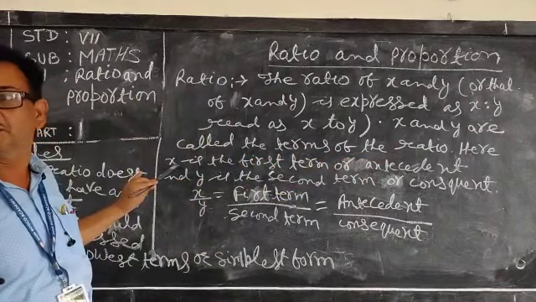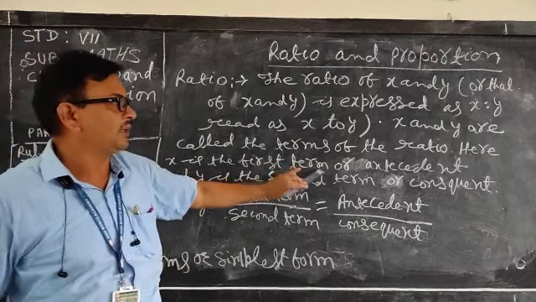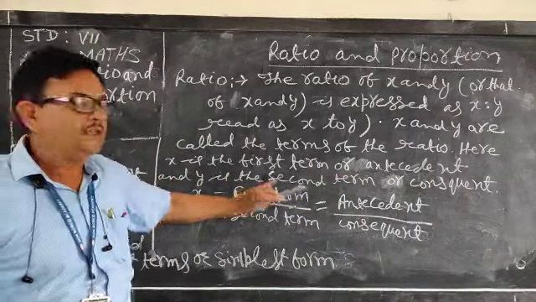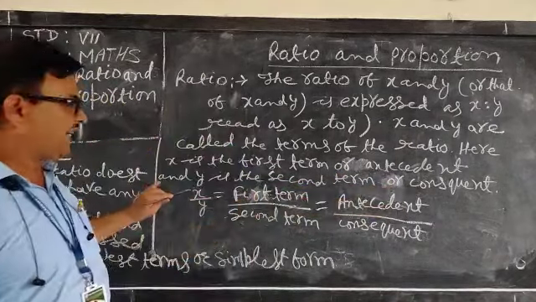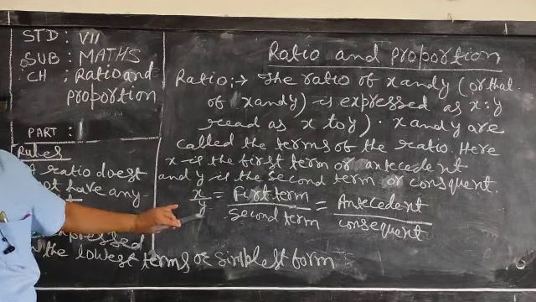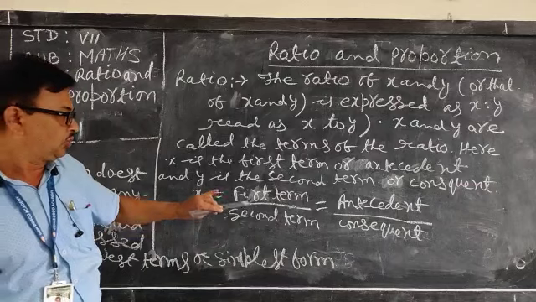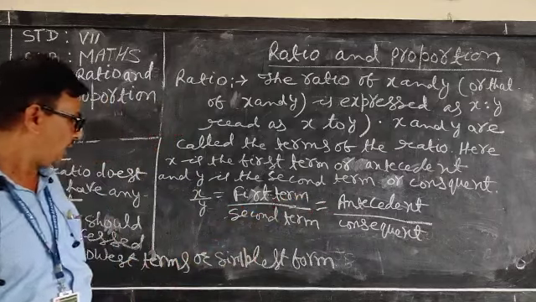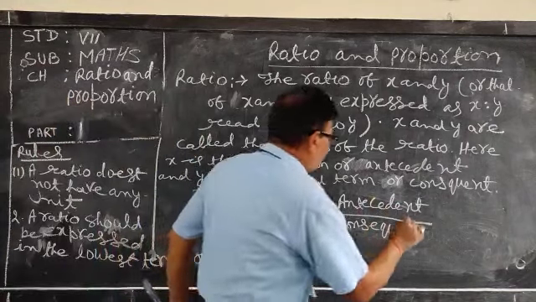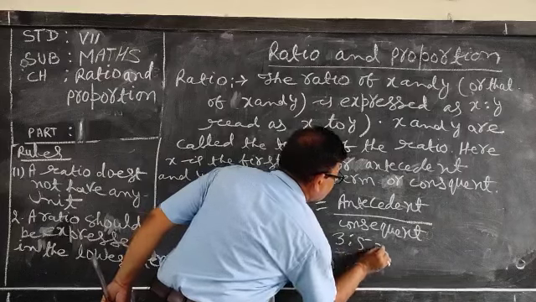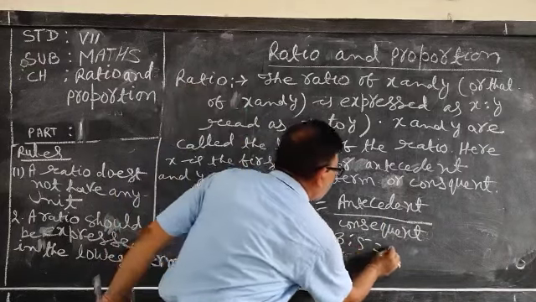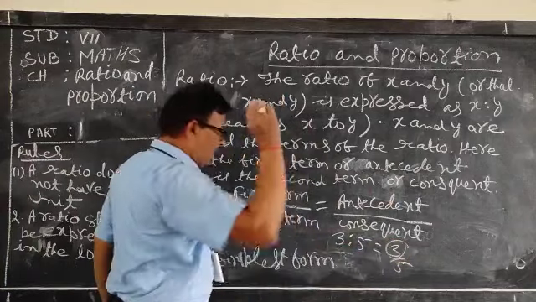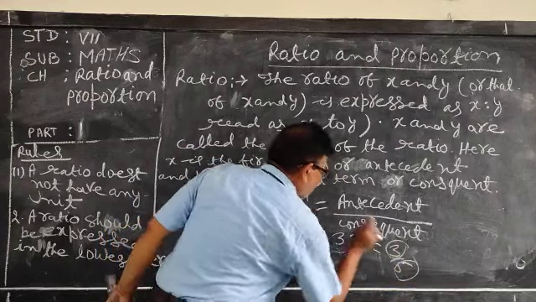Here, x is the first term, or it is called antecedent, and y is the second term, it is also called consequent. X by y, what will you read? First term by second term. So the first term is called antecedent and the second term is called consequent. Similarly, you can write 3:5, 3 by 5. So 3 is called antecedent and 5 is called consequent.